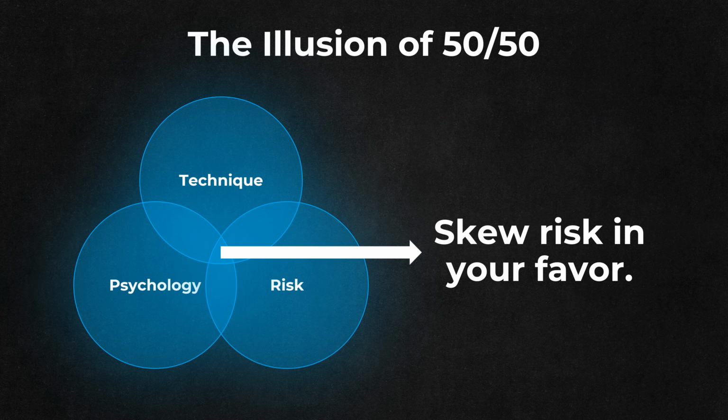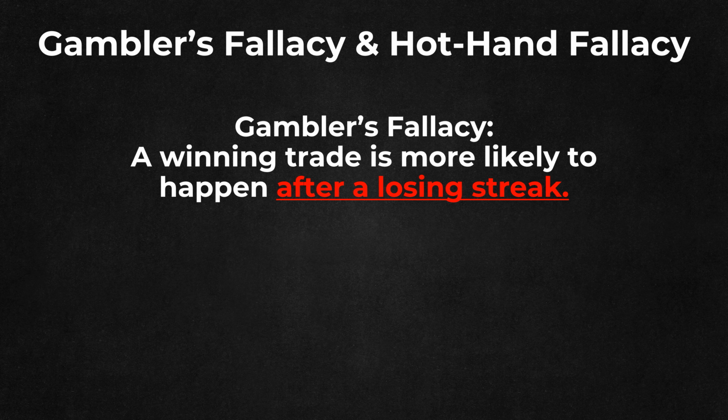If there was a 50-50 chance in each trade, all we would need to make money is to use a risk-reward ratio greater than 1, but in reality, that's far from being enough. In trading, the misunderstanding of how probabilities work leads to the gambler's fallacy and the hot hand fallacy. The gambler's fallacy is assuming that a winning trade is more likely to happen after a losing streak. The reality is that a losing streak causes a psychological effect that increases the chances of the losing streak continuing.